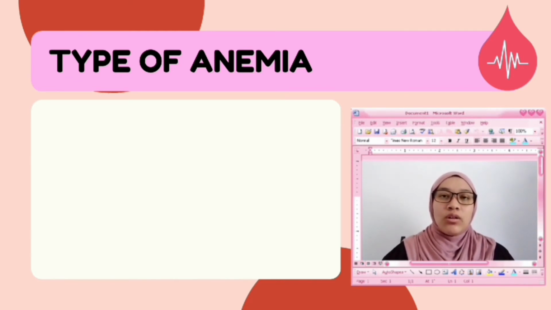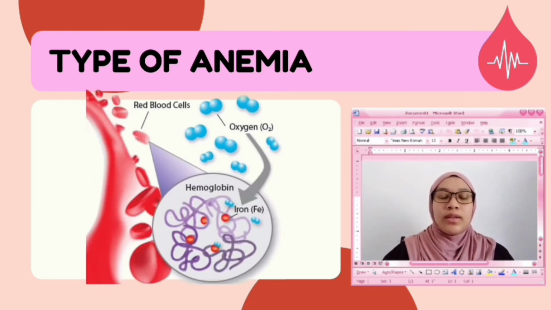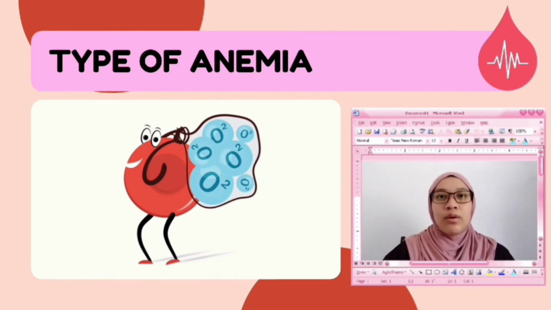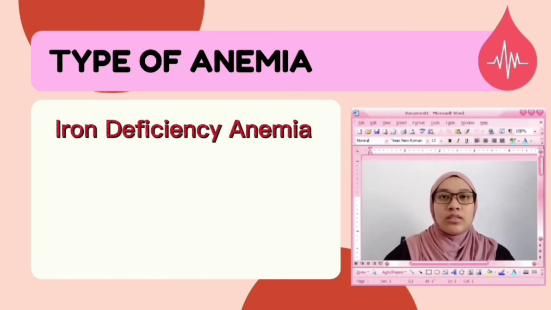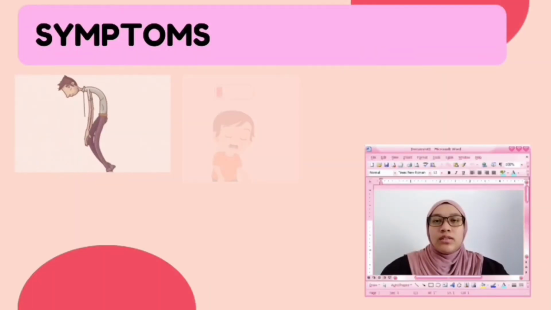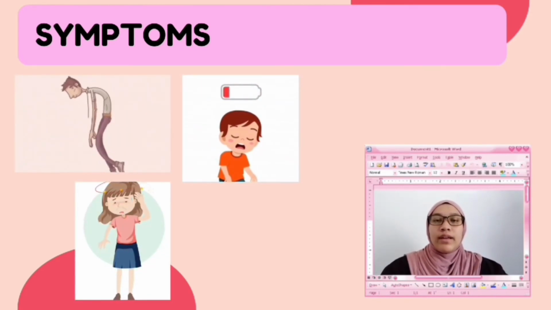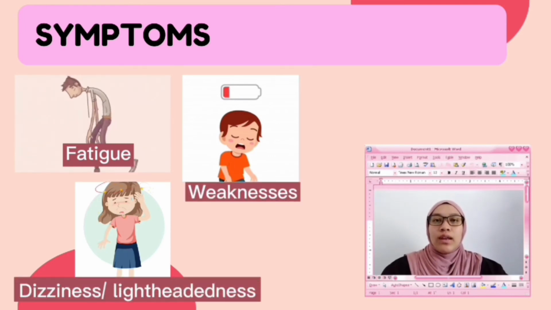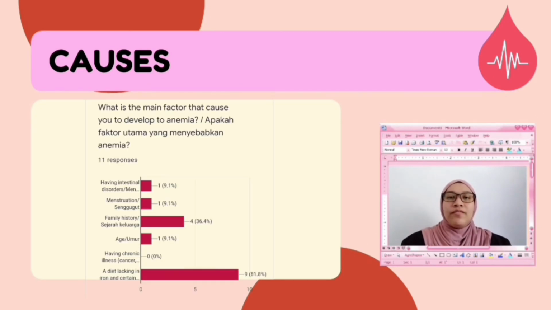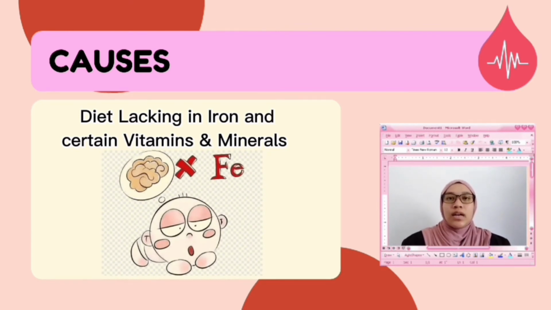Iron deficiency anemia occurs when our body doesn't have enough iron to produce hemoglobin. As we all know, hemoglobin is the part of the red blood cell that carries oxygenated blood throughout the body. Now we know that iron deficiency anemia happens because people don't have enough of the mineral iron in their body. As most of our respondents are suffering from iron deficiency anemia, the symptoms they have experienced are fatigue, weakness, and dizziness or lightheadedness. According to our respondents' answers, the main factor that causes them to develop anemia is a diet lacking in iron and certain vitamins and minerals.